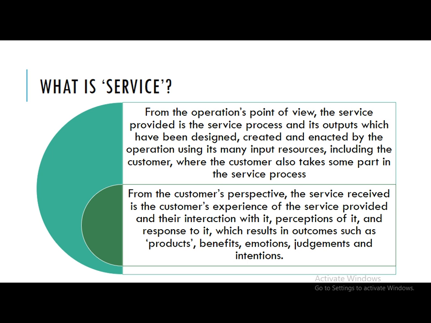From the customer's perspective, the service received is the customer's experience of the service provided and their interaction with it, perception of it, and response to it, which results in outcomes such as products, benefits, emotions, judgments, and intentions. We have seen that in detail.